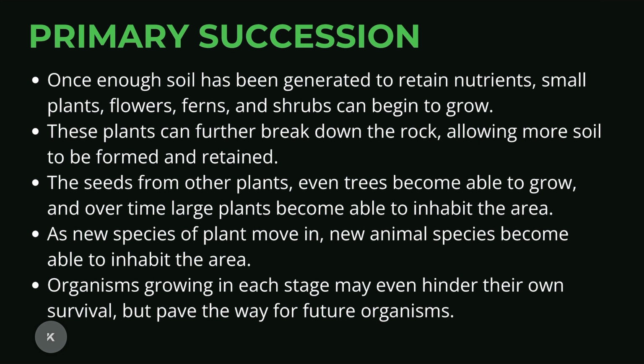Organisms that are growing in each stage may even hinder their own survival but pave the way for future organisms. What that means is that sometimes plants can outcompete each other and they die, but then the next generation of plants will come in. For example, trees provide a lot of shade. So if I'm a grass, by allowing trees to move in, it's going to eventually shade my area and prevent me from doing photosynthesis.